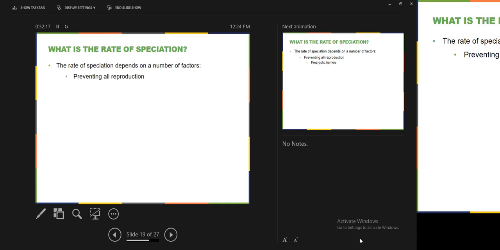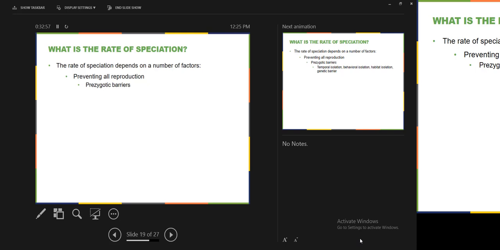All right. So the rate of speciation, there are a number of factors. The first one that we'll talk about is if you can prevent all reproduction. So you can completely eliminate gene flow, because gene flow is the movement of individuals from one population into another. If you can completely eliminate gene flow, this can happen pretty quickly. And also the type of isolation has a big factor as well. So we're going to talk about a couple of different categories of reproductive isolation.